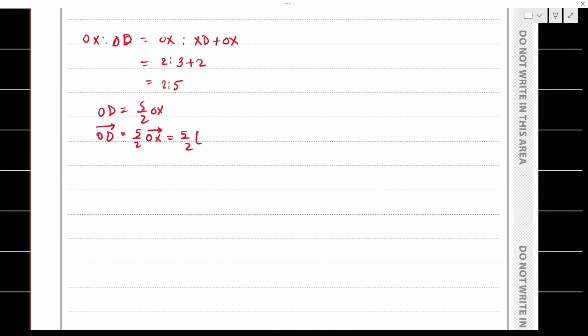Now this is equal to 7 by 4 V. Upon simplifying we get 35 by 8 V. So this is our vector OD. Now from this I can easily find out the vector BD. To find the vector BD, I have to add the vector BO with the vector OD. I know that the vector BO is just the negative of our vector OB. So I can express vector BO as minus OB, and then I can add OD.